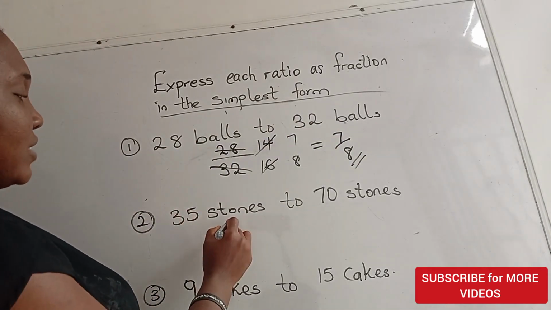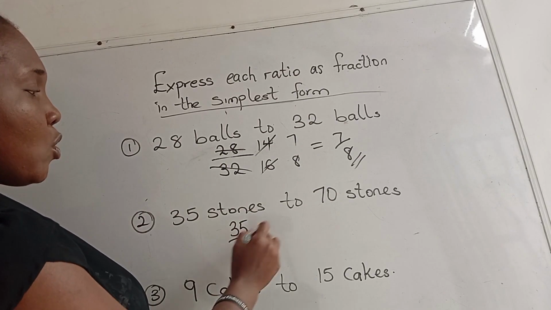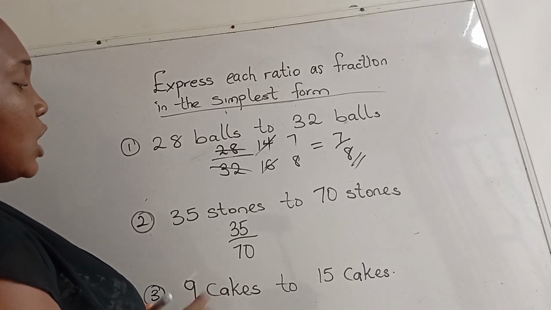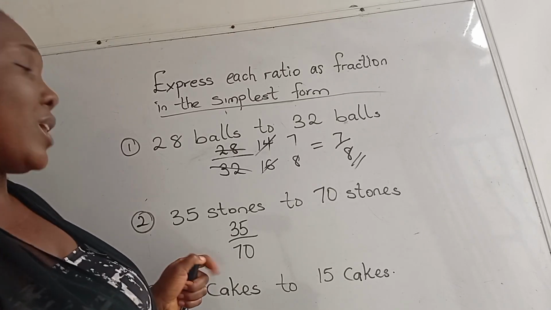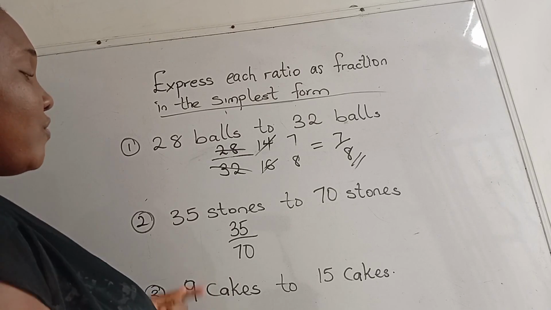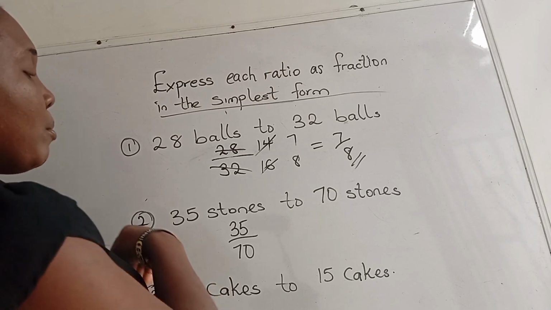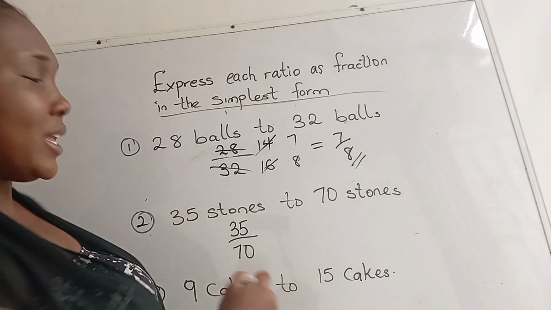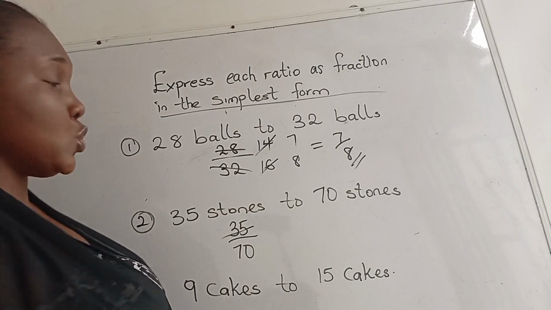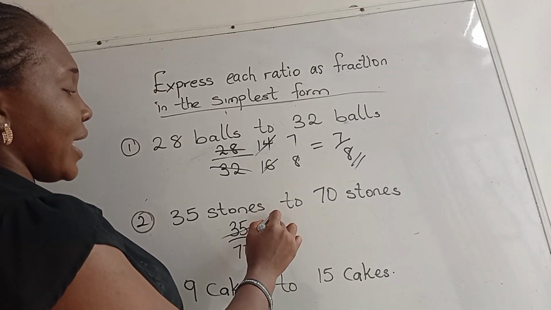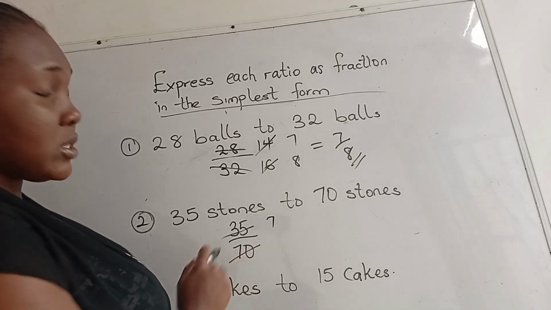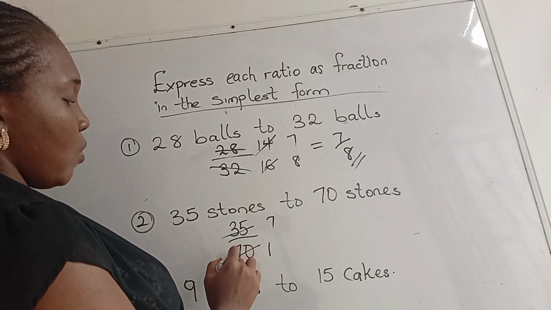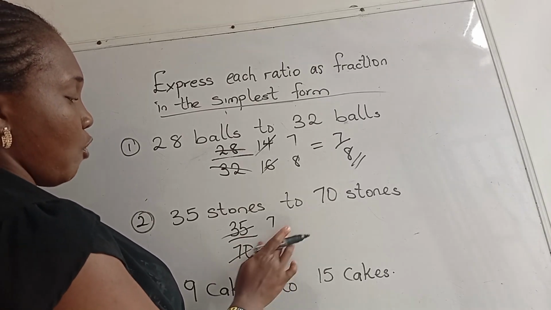Here I have 35 at the top over 70 stones. So I'm going to reduce this. Looking at this, we actually know that 2, 3, 5 are factors of 70, but for the sake of the younger learners, I can use 5 to divide 35, and I have 7, and I can use 5 against 70, and I'm going to have 14.